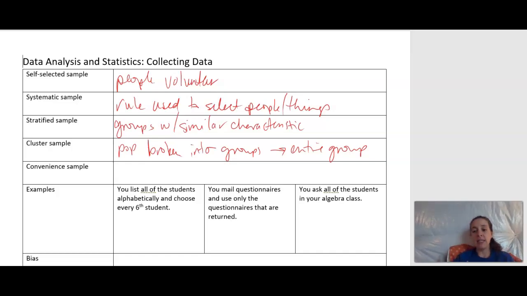Then a convenience sample, it's really only members who are easy to reach. Right at the moment, members that would be easy to reach would probably be your family, because those are the only people that you can really have contact with. If we were back at school, a convenience sample could be, I'm just going to survey everybody in my first period class, because it's easy to get to them. I know where they're at.